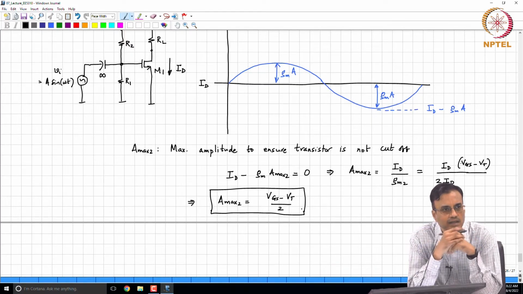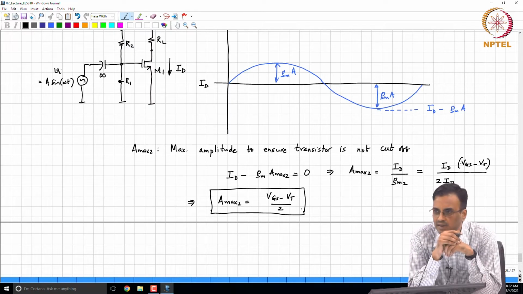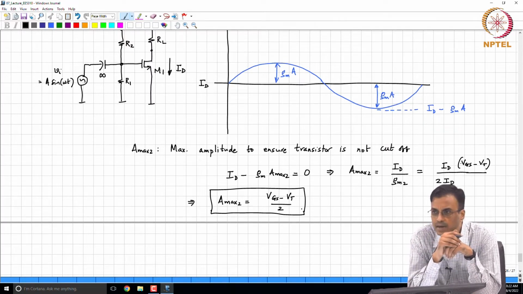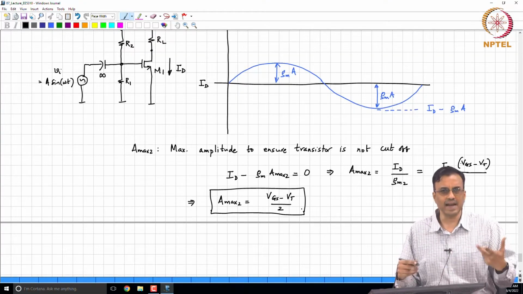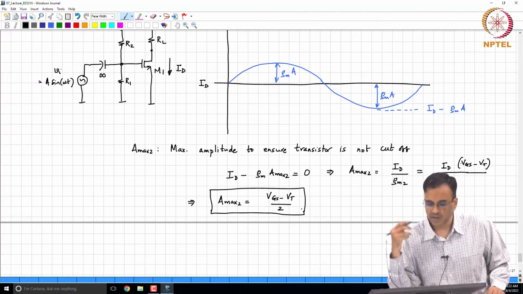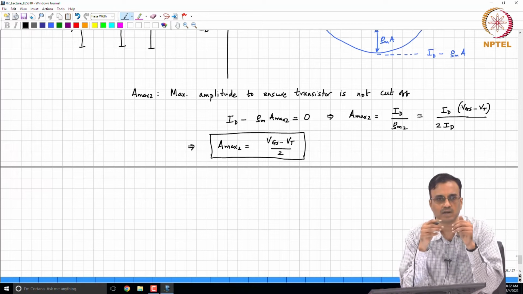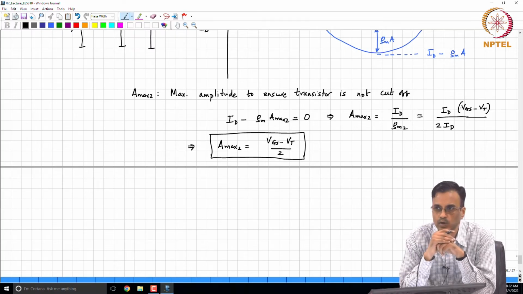On the other side, if you go on increasing the amplitude on the negative half of the input cycle, what happens? The transistor is in danger of getting cut off, and by using our analysis we said the limit is Vgs minus Vt by 2. Now, the question is the following: what happens if you exceed that? These are the limits. In other words, what is the maximum amplitude you can get before the transistor gets cut off or gets into the triode region?